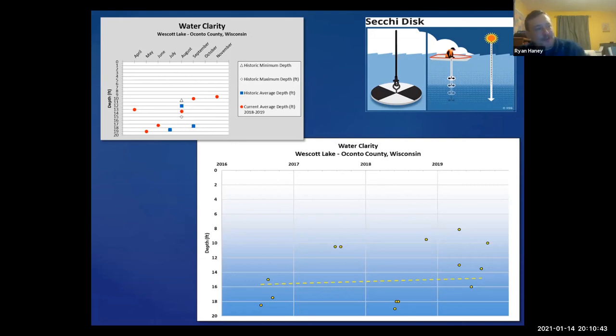Based on the limited samples I have here, that dashed yellow line is the trend for those samples. And basically that suggests that the water clarity in recent years is stable in Wescott. It's not changing significantly one way or the other, but that would be hard to say for sure until we get some more longer term data. Like I said, these lake studies are some of the first data collected for some of these lakes, so hopefully there'll be more going forward.